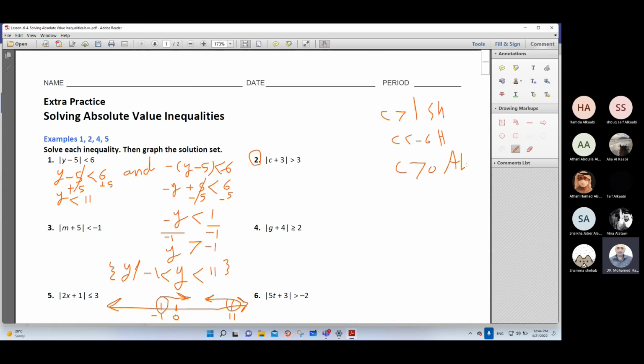Alia said C is greater than 0. Thank you, Alia. And Shamma? Like Alia.